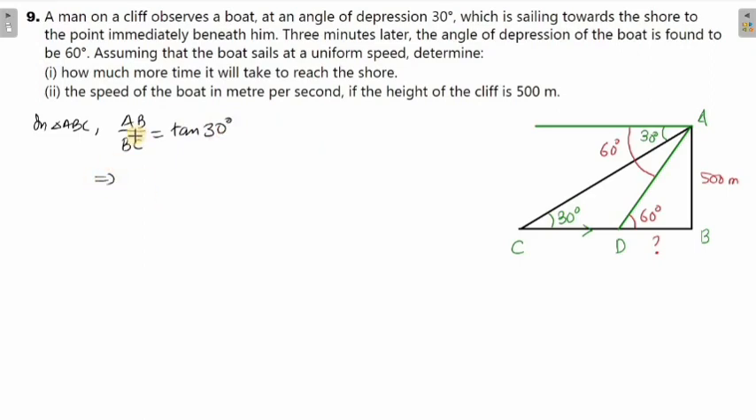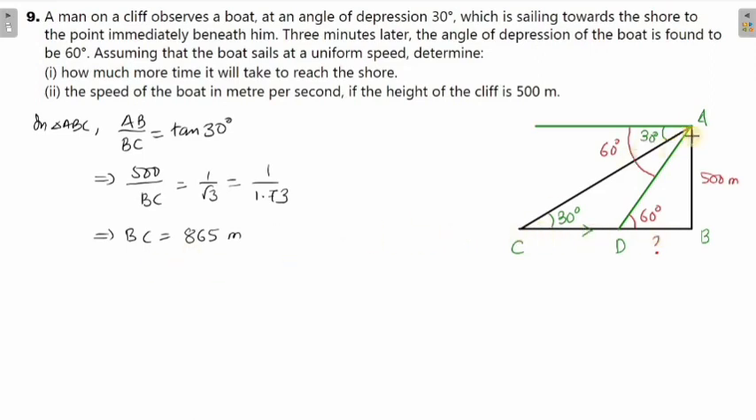Now AB, do you know what is AB? Yes, AB is 500. So it is 500 by BC, which is not known, but we know that tan 30 is 1 by root 3, that is 1 by 1.73. So do the cross multiplication, BC into 1 is BC. So we have 500 into 1.73, 1.73 into 500 will give you 865. So you get 865 meters. So 865 is the length of BC, remember.